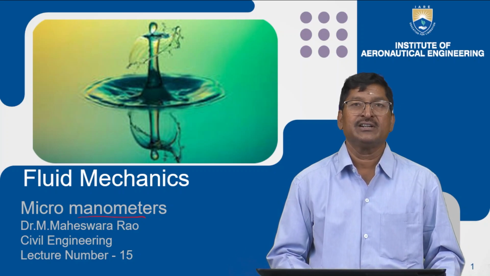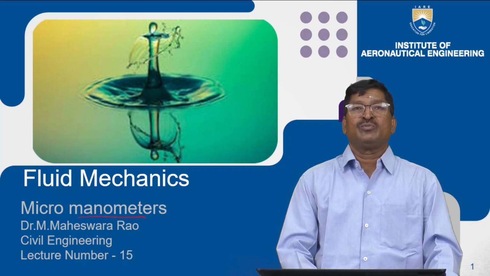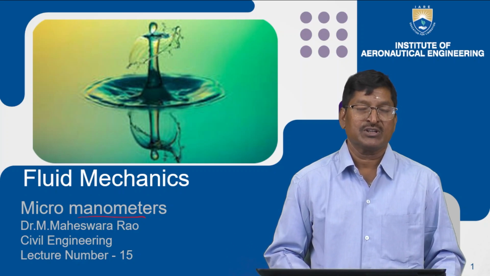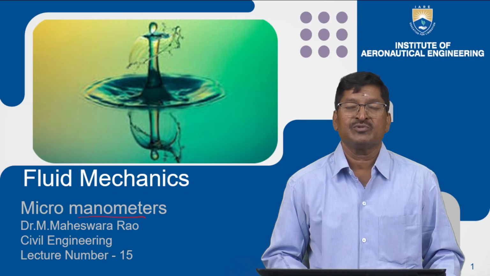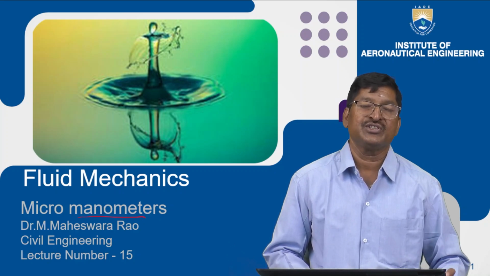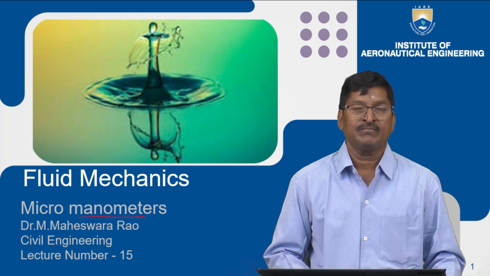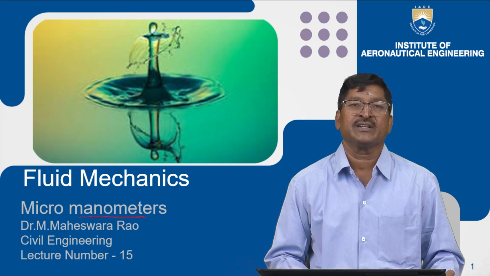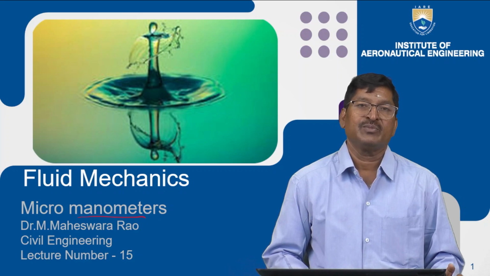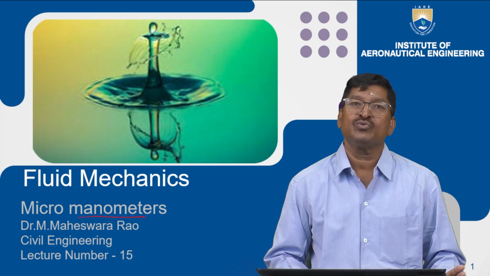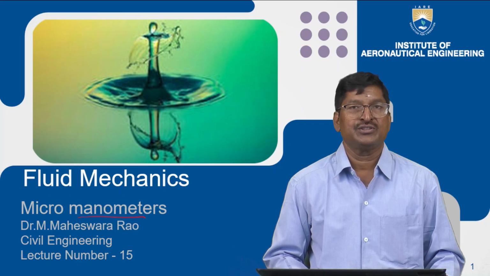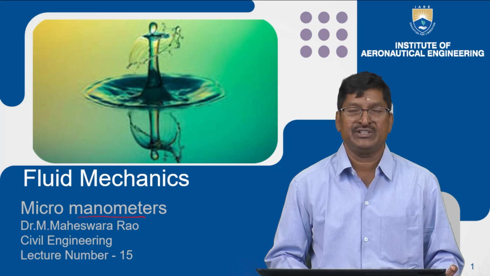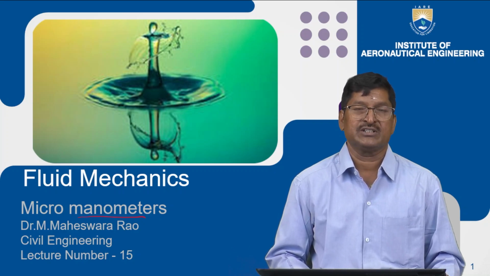We have already dealt with the U-tube simple manometer and the differential U-tube manometer. The simple U-tube manometer measures the pressure inside the system, whereas the U-tube differential manometer measures the pressure difference between 2 points. Differential means the difference of pressures between any 2 points.